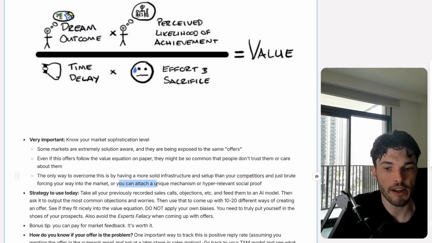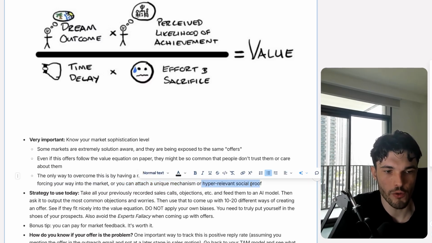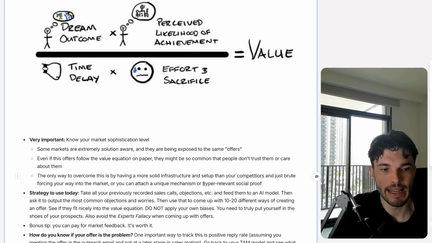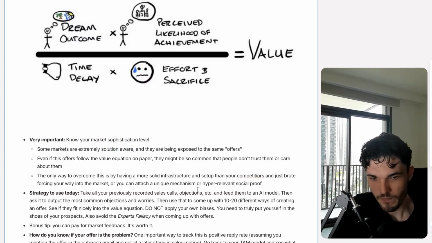The other thing is you can attach a unique mechanism or hyper relevant social proof. So if I'm reaching out to a company and I literally got the craziest result for somebody that looks just like them, obviously this is going to stand out, right? This is impossible for everyone in the market to say, and so it actually counters this issue of market sophistication level and the solution aware problem.